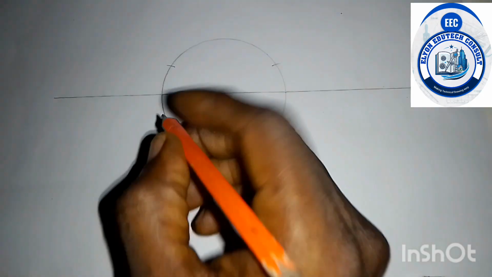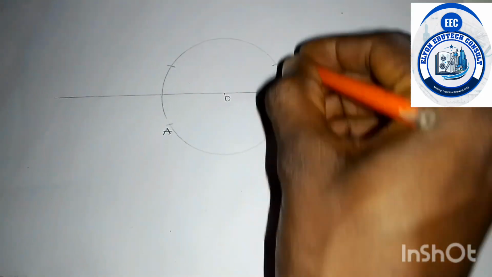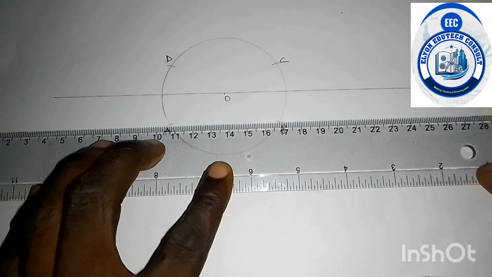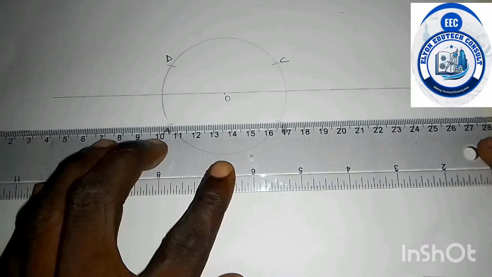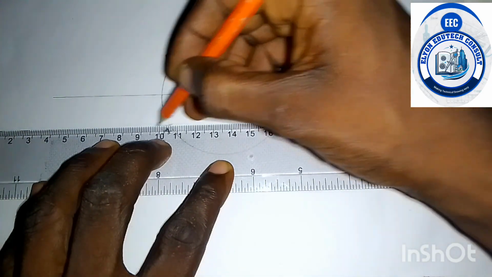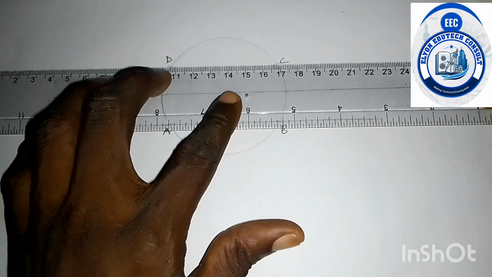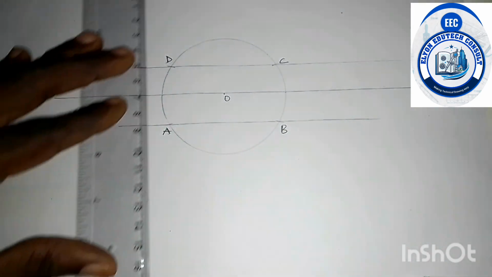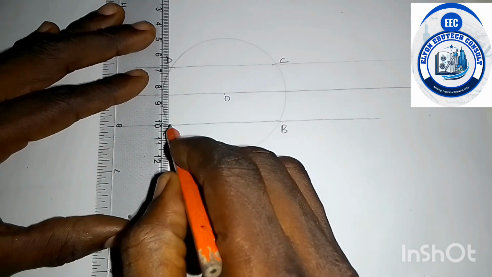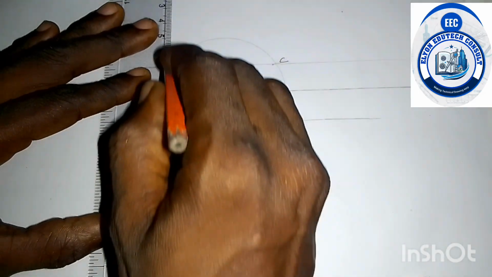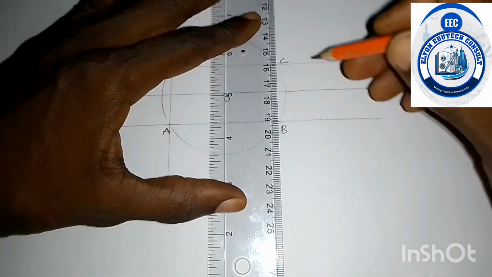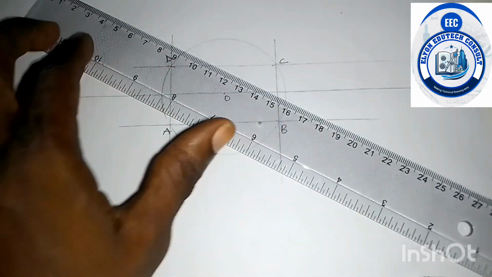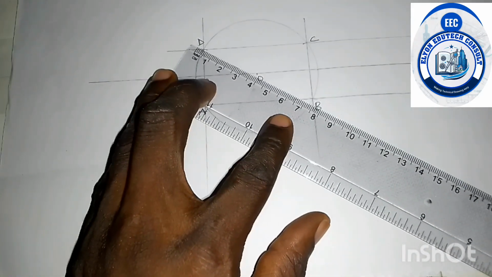So what I will do now, let's call this side A, let's call this side B, let's call this side C, and this side is D. So what I will do now, I will join A to D with a thin line, join D to C also with a thin line, then join A to D this way, then join B to C this way.